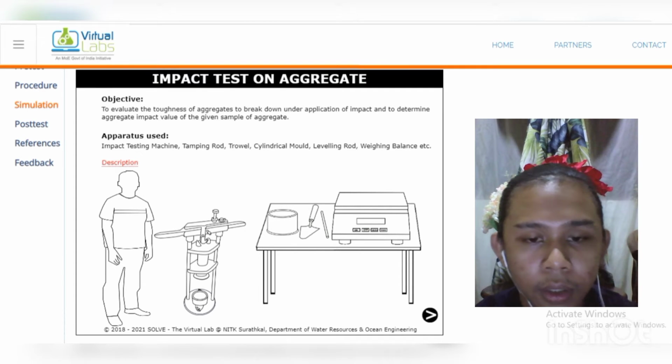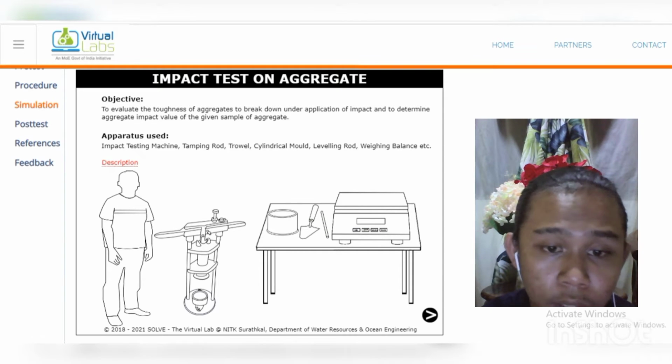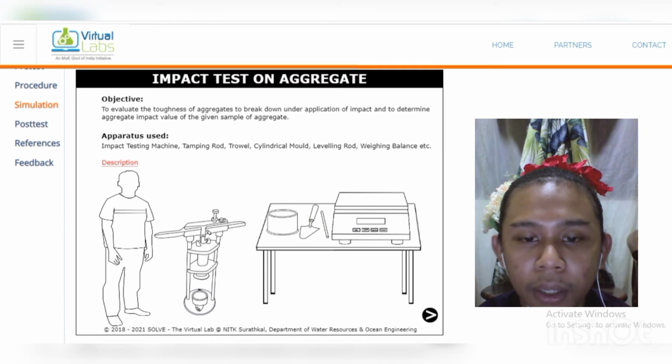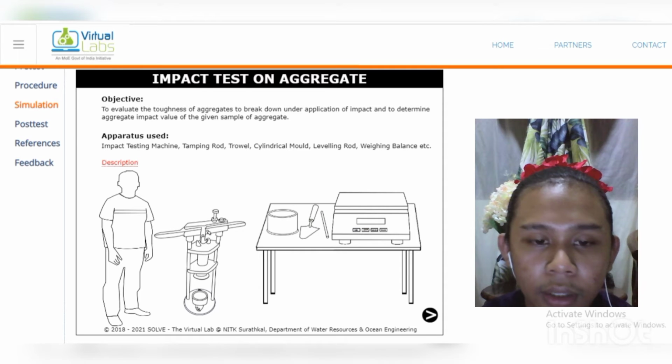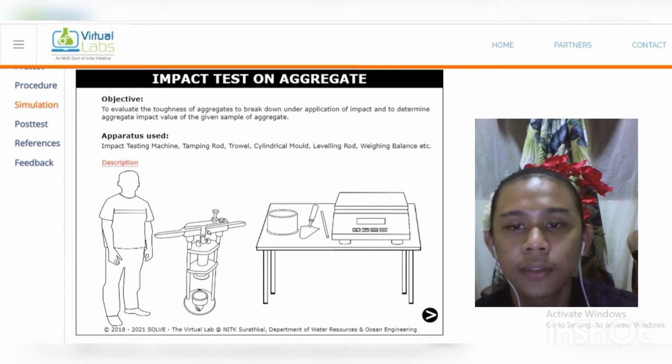Okay, for the experiment simulation for impact test on aggregate, the objective is to evaluate the toughness of aggregate to break down under application of impact and to determine aggregate impact value of the given sample of aggregate. So the apparatus is impact testing machine, tapping rod, trowel, cylindrical mold, leveling rod, weighing balance.